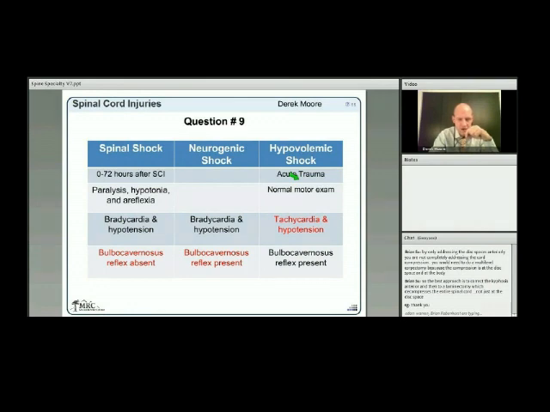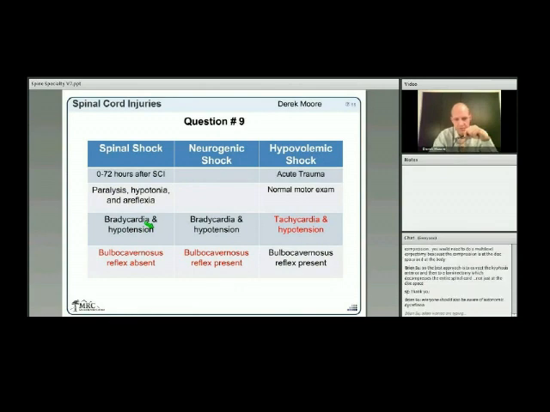Spinal shock and neurogenic shock are both characterized by bradycardia and hypotension. This is very different than hypovolemic shock, where patients have tachycardia and hypotension. The way to differentiate spinal shock from neurogenic shock is that in spinal shock, the bulbar cavernosus reflex is absent. For the purpose of this test, when a patient has neurogenic shock, usually his bulbar cavernosus reflex is present.